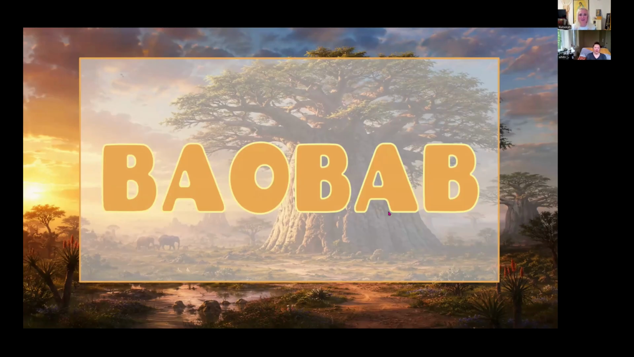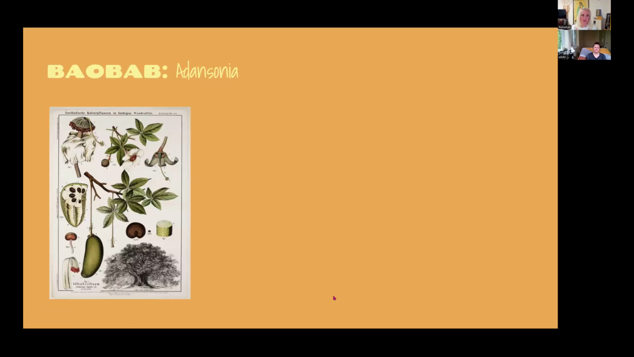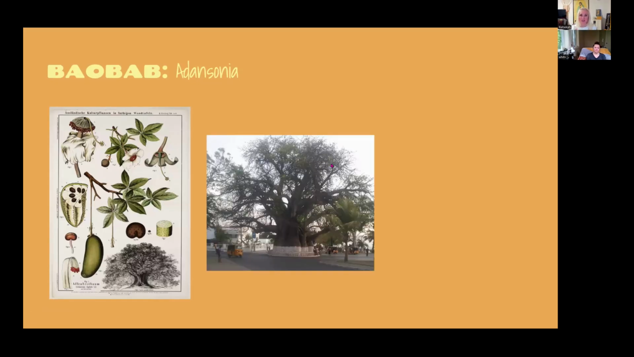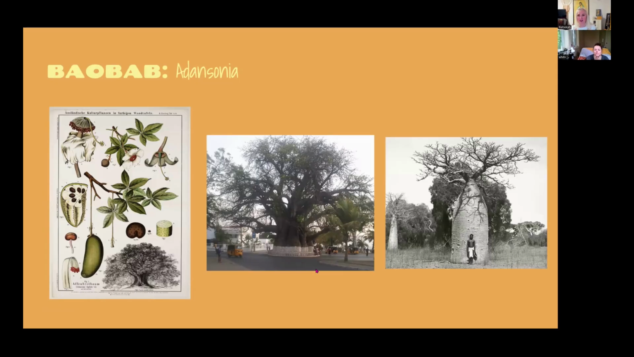So Adansonia is the genus, and then species. And then this is the botanical drawing, and this is what it looks like. So that's one kind, and then that's another. You may have seen them like this. They're so big on the bottom. It's rad.